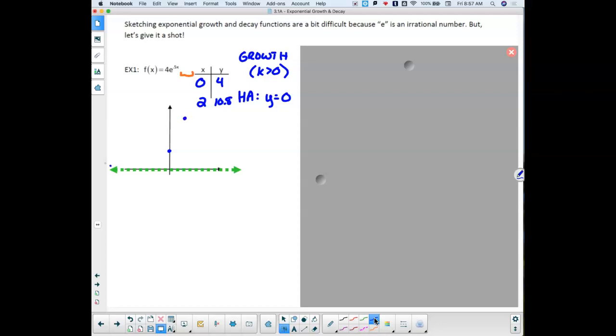And so then, Aaliyah, back to your point, it makes it grow quicker. Because we're growing at a faster rate because of that a value. It stretched it. We grabbed onto it. We stretched it out vertically. All right? With me?